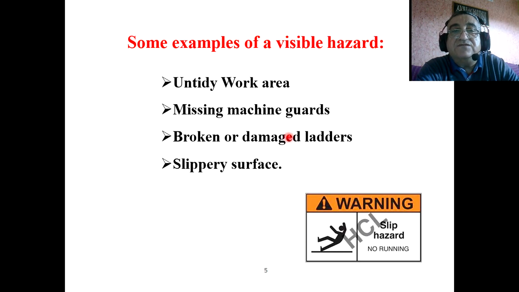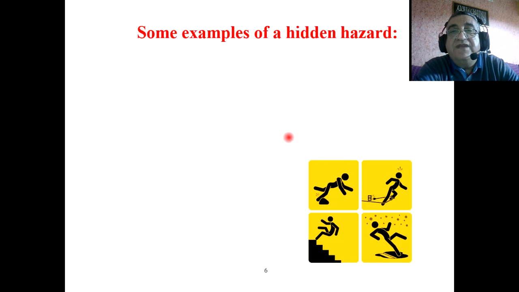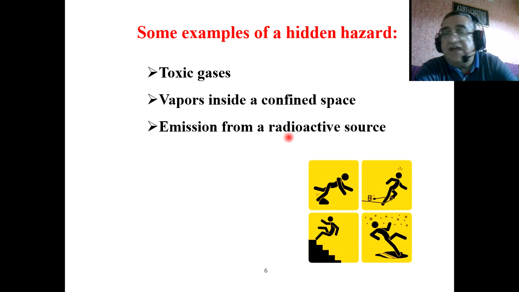Let us start with some information concerning another classification of hazards. We can classify hazards into three types. Some examples of visible hazards, as you can see: untidy working area, missing machine guard, broken damaged ladder, slippery surface. We also have hidden hazards, which we cannot see but are still dangerous, such as toxic hazards, vapor inside a confined space, emission from a radioactive source.